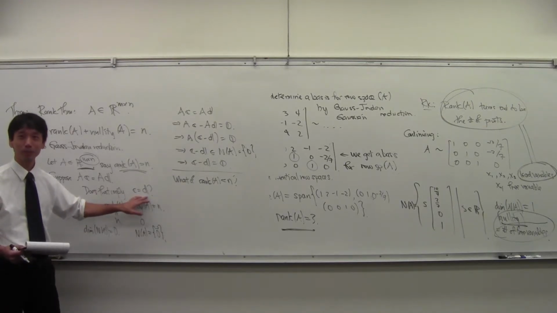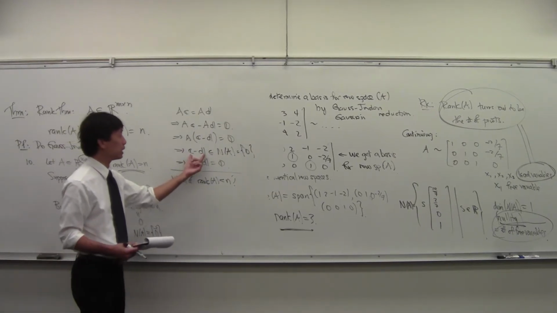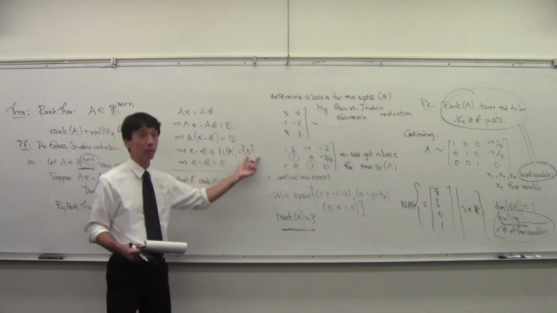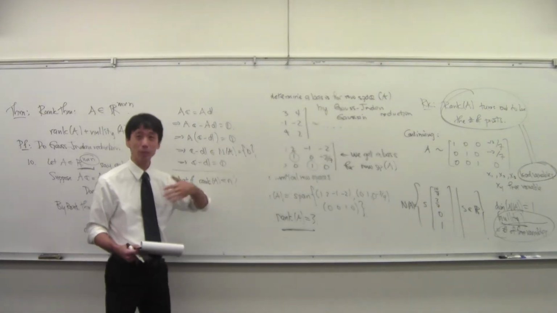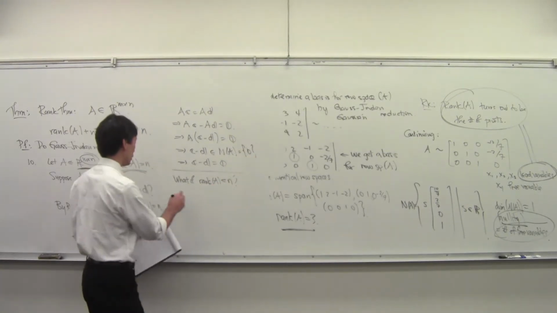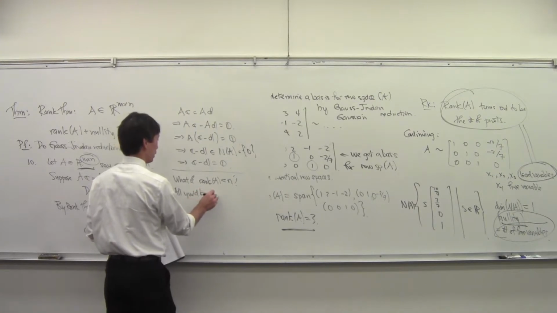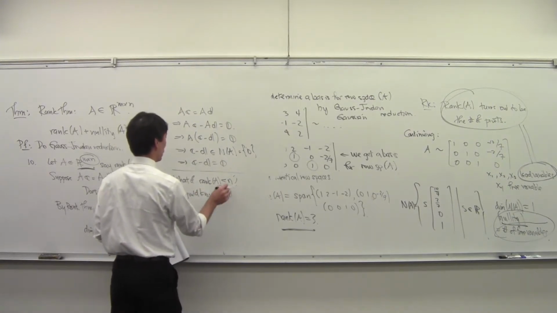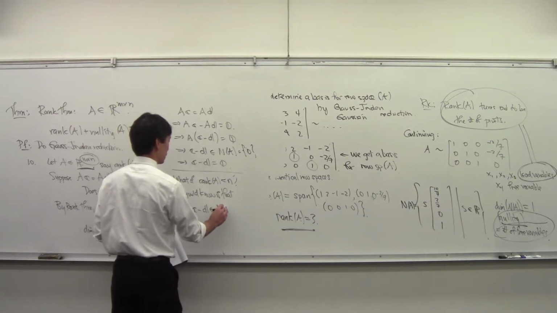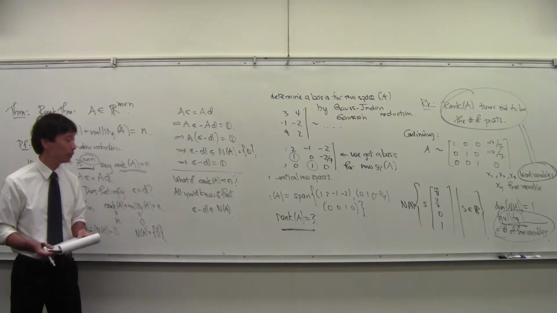No, it doesn't, right? Because all it would say is that C minus D is in the null space. But the null space wouldn't be the 0 vector anymore. The null space would be some subspace. All you know is that C minus D is some element in the null space.